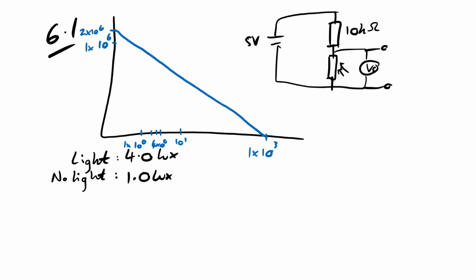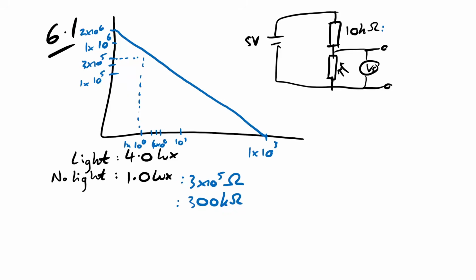Okay, so for 6.1, we're just being asked what is the current when we have no light. So we're just going from our 1 lux, so that's 1 times 10 to the 0. So we're going up all the way here. And well, there's 10 to the 5, or 1 times 10 to the 5, then 2, then 3. So this is 3 times 10 to the 5. So this, when we have no light, is 3 times 10 to the 5 ohms. Up here we have, well, 1 times 10 to the 4. So tell you what, should we just call this 300 kilo ohms? This is 10 kilo ohms.